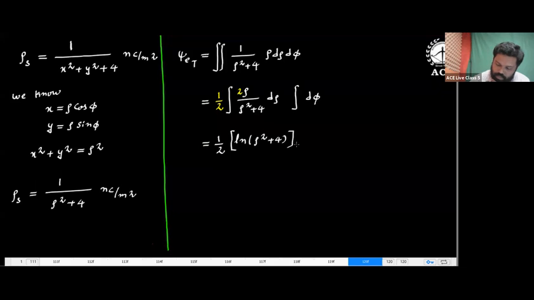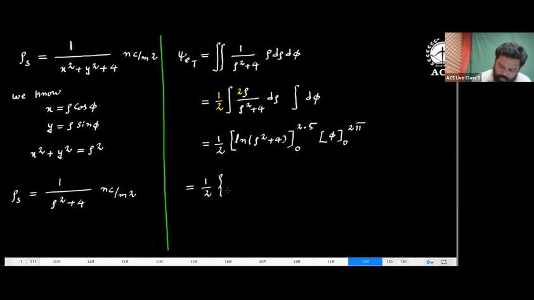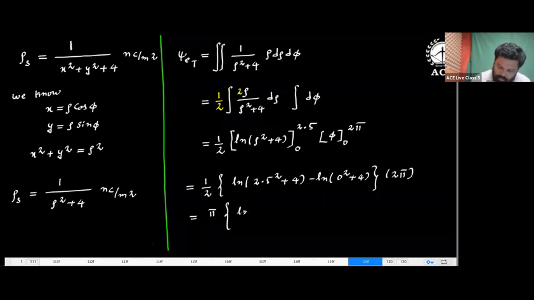What is this rho range? It is 0 to 2.5. Limits of phi are from 0 to 2 pi. Substitute upper limit minus lower limit. 1 by 2 into natural log of 2.5 square plus 4 minus natural log of 0 square plus 4, into 2 pi. So here it is pi into natural log of 2.5 square plus 4 divided by 4.